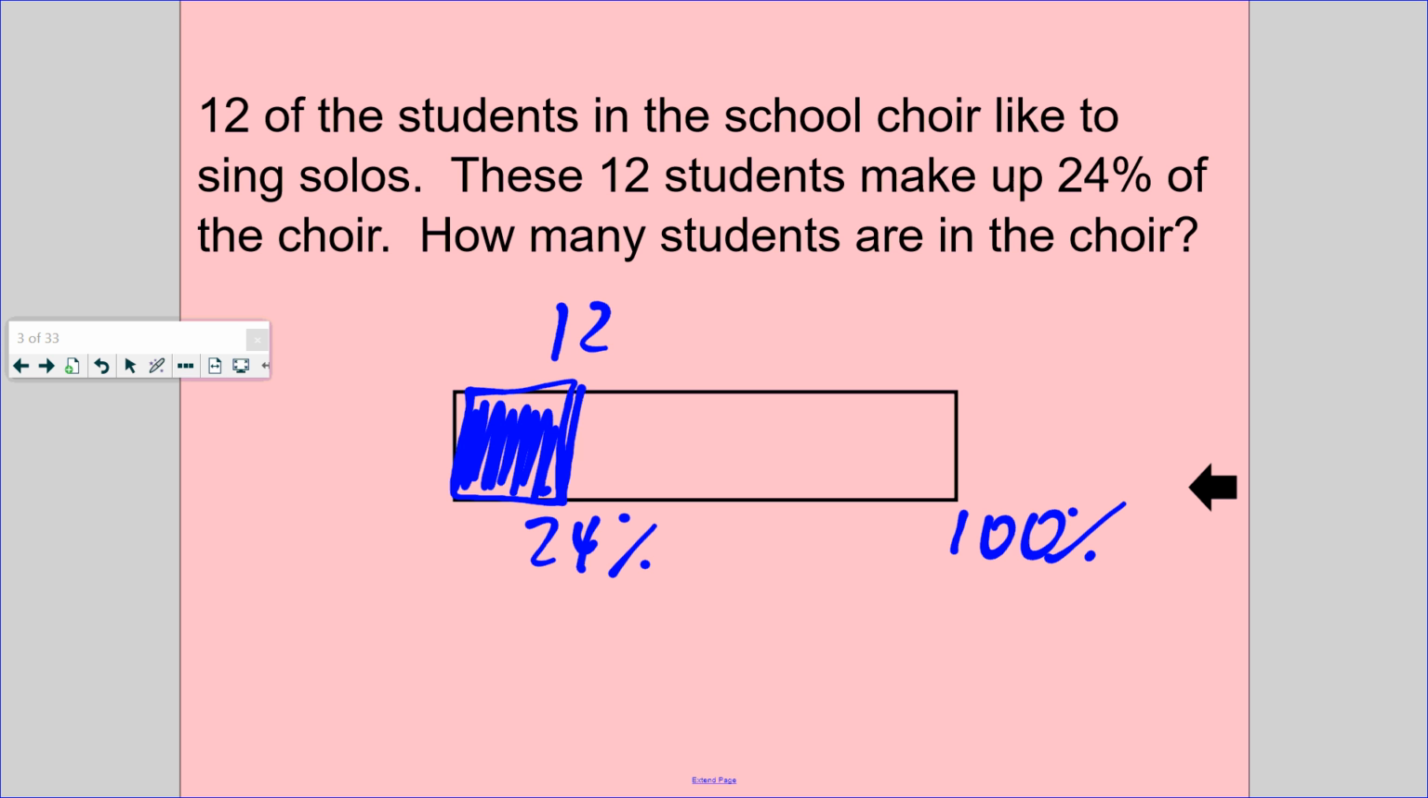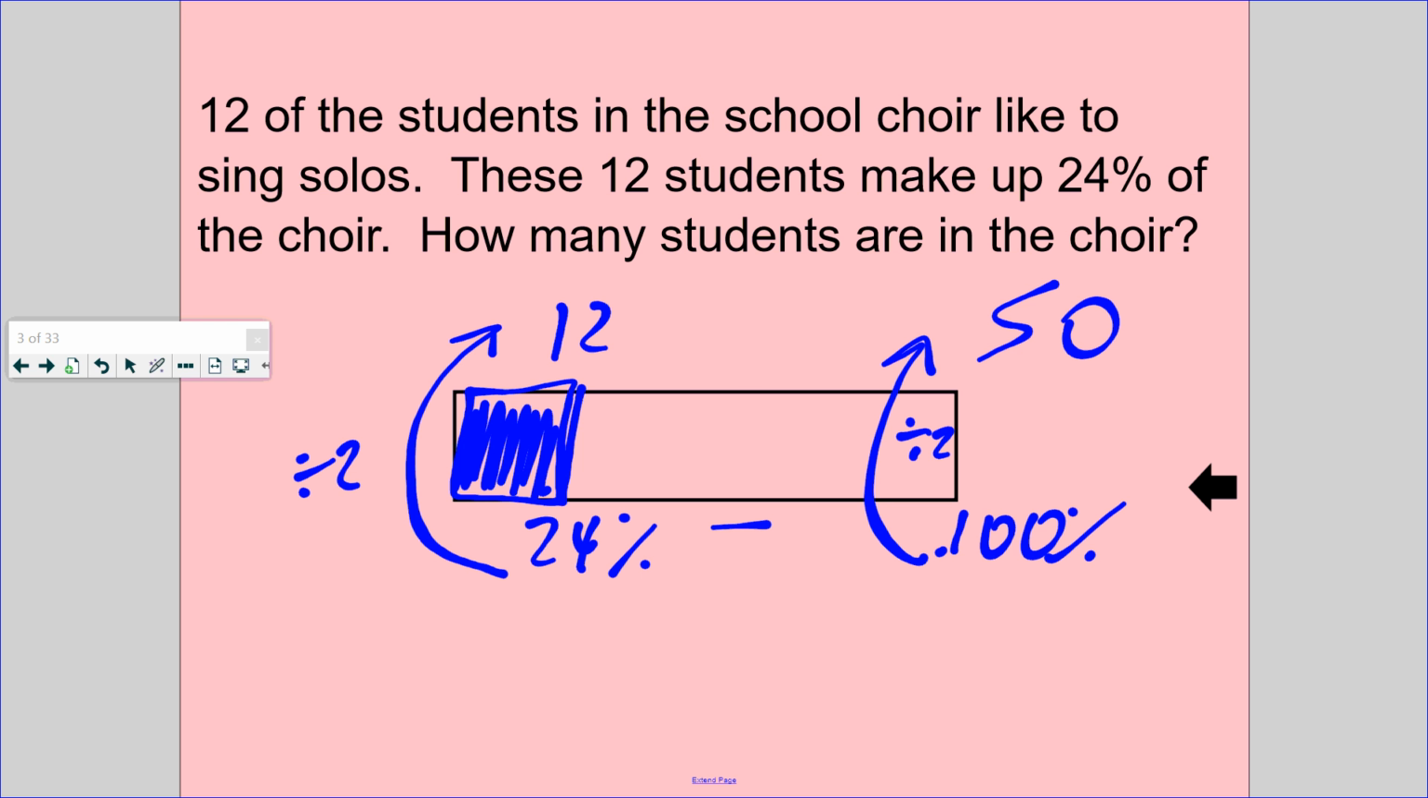So many ways to do this. This is one way you do it. Do you see a relationship between these two numbers? Do you see an up and down relationship? Oh, divide by 2. Divide by 2 or half. Oh, 50 students in the choir.